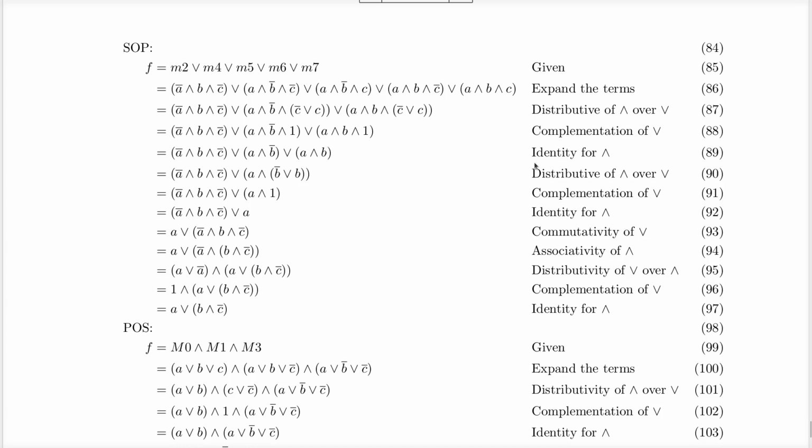Now, once again, we got the distributive property. Why? Because we can factor the A out here. A ANDed with both B bar or B. That's the distributive property working in action.